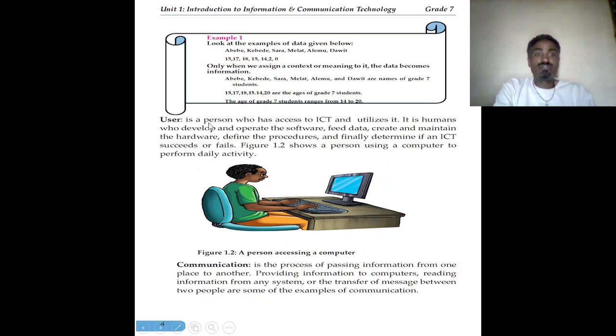The other information and communication technology component is the user. A user is a person who has access to ICT and utilizes it. How is data processed? We must have a person. A person, a human, can access and use the data. The same goes for technology. By using technology, they can process the data. Therefore, a person collects data, then feeds or inputs it to the computer system, and finally, after producing the output, humans can make a decision also.